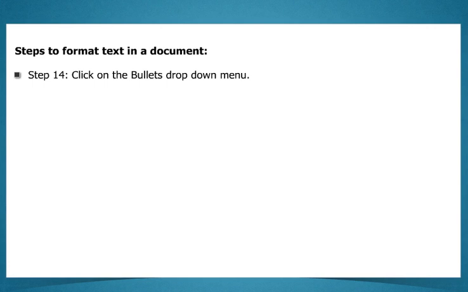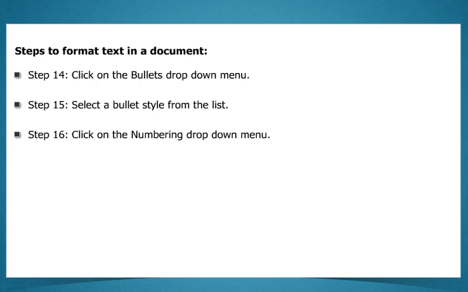Step 14. Click on the Bullets drop-down menu. Step 15. Select a bullet style from the list. Step 16. Click on the Numbering drop-down menu. Step 17. Select a numbering format from the list.